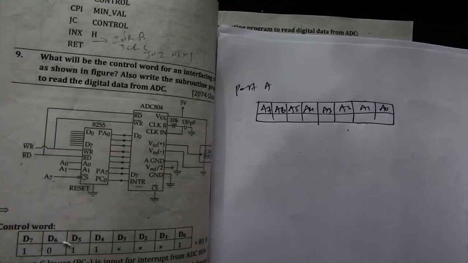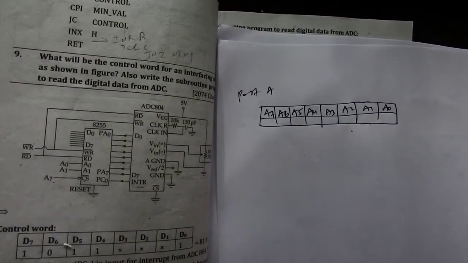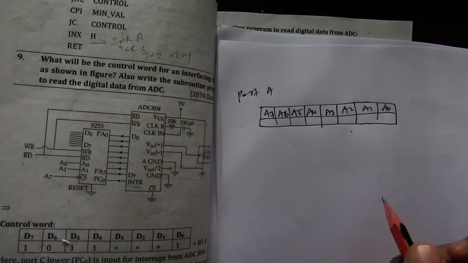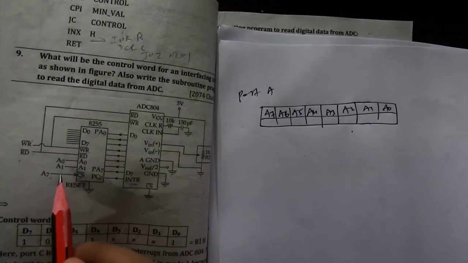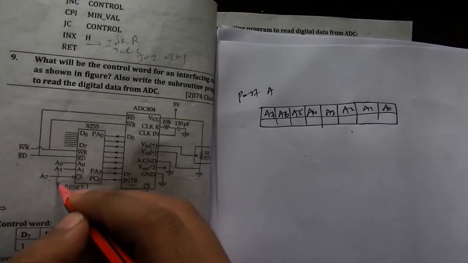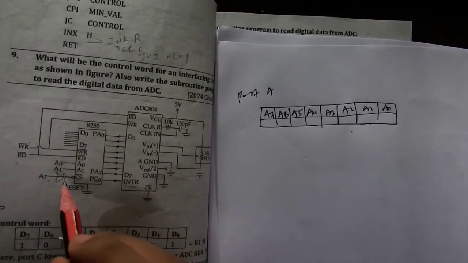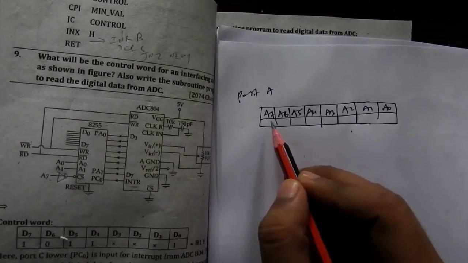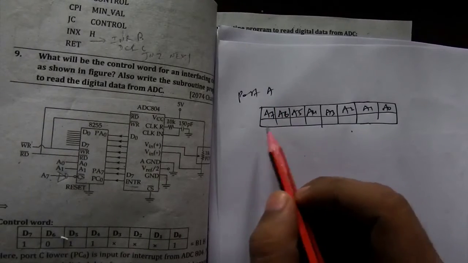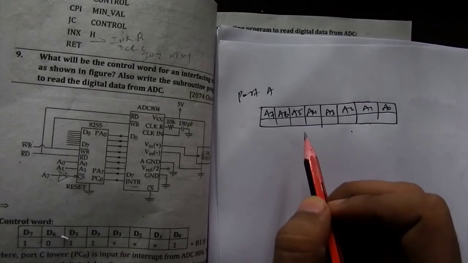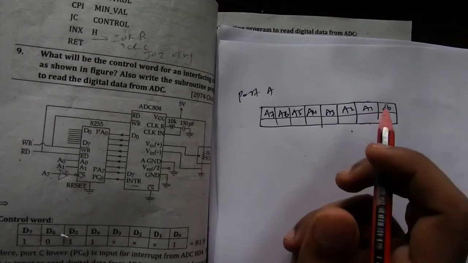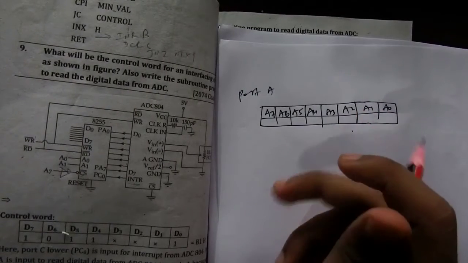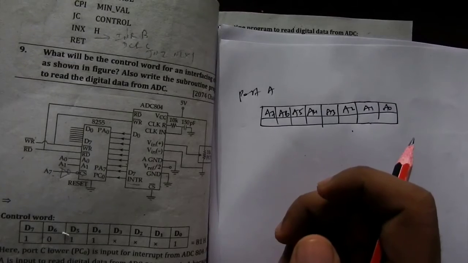Okay, so now I think the interfacing circuit in the question has a mistake, because there needs to be a NOT gate here, because if there is not a NOT gate, then A7 will be 0, and then the whole port address will turn out to be 00H, which doesn't make much sense, because in most of the questions the port addresses are like 80H, 81H, 82H, like that.